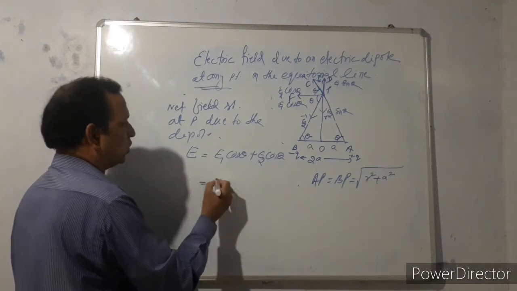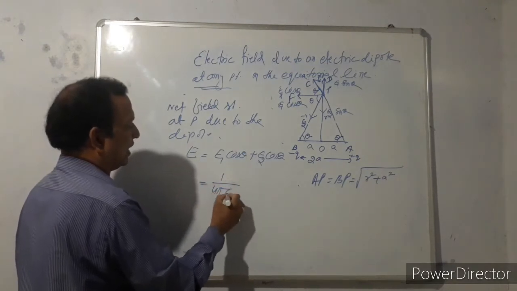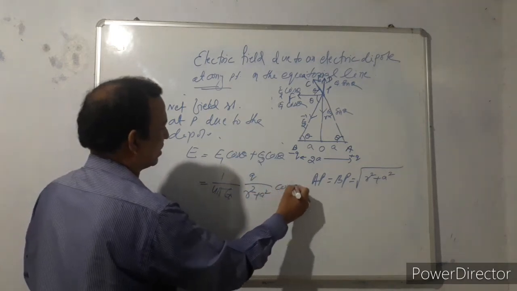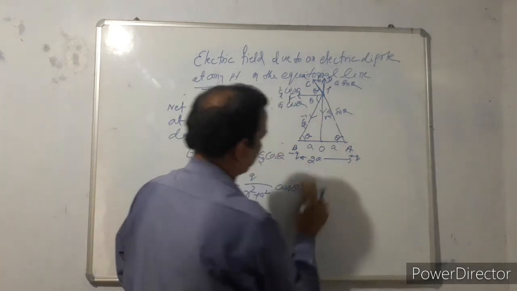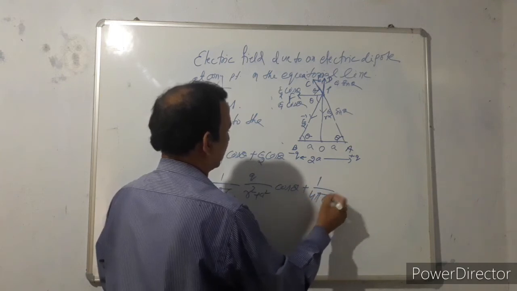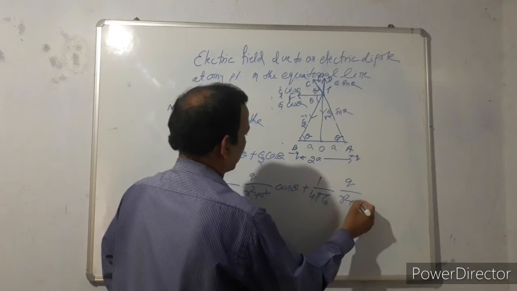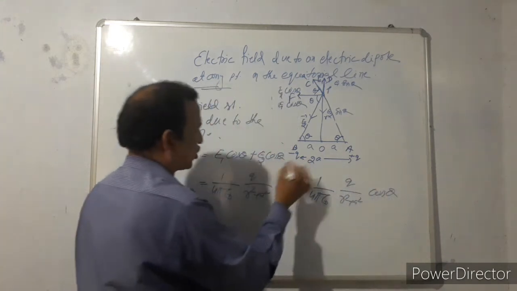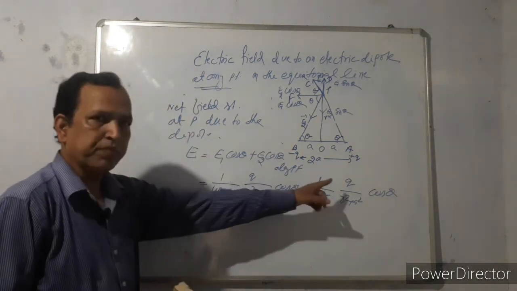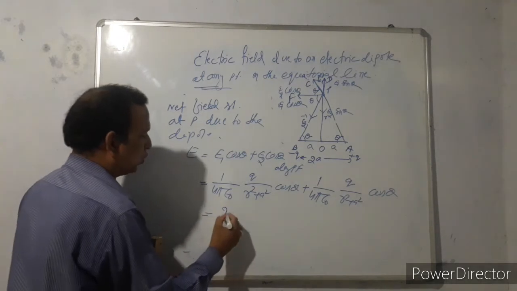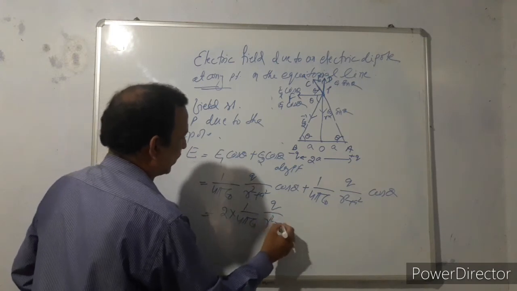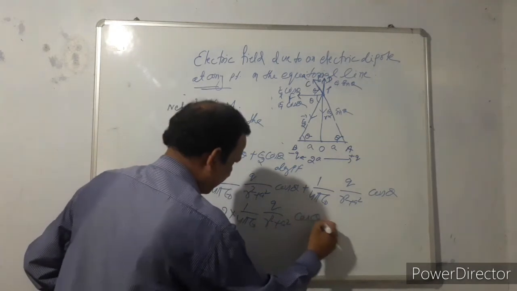So that is equal to 1 by 4 pi epsilon naught q by r square plus a square cos theta, plus 1 by 4 pi epsilon naught q by r square plus a square cos theta. This is also along the PF direction. So these two are the same, equal. So that is equal to 2 into 1 by 4 pi epsilon naught q by r square plus a square cos theta.